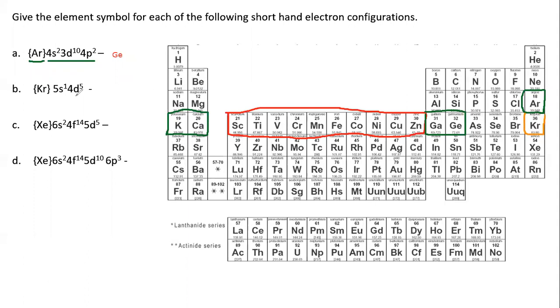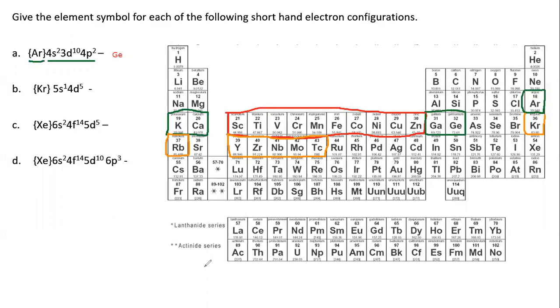Next we have 1 electron in the s orbital. So this is the 5s here. And we have 5 in the d. At first glance, you may say, hey, this should be technetium. Well, that's incorrect, because 5s1 4d5 is one of the exceptions to the Aufbau principle.